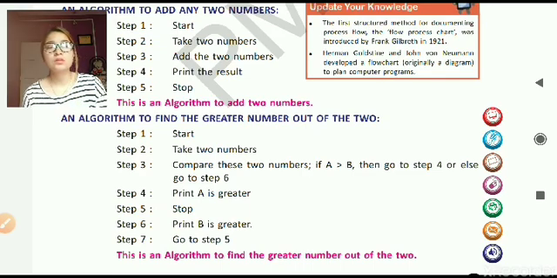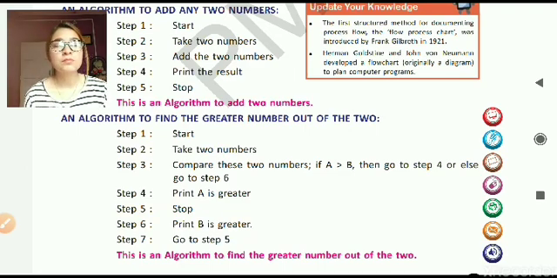So what the condition is telling over here: if A is greater than B, then go to step 4, or else go to step 6. Now what happens if A is greater than B? If A is greater than B, then go to step 4. Step 4 is print A is greater. If A is greater than B, then the computer will print A is greater.